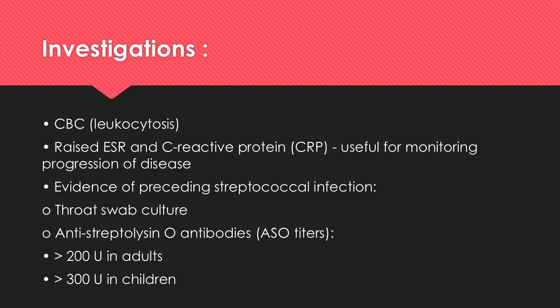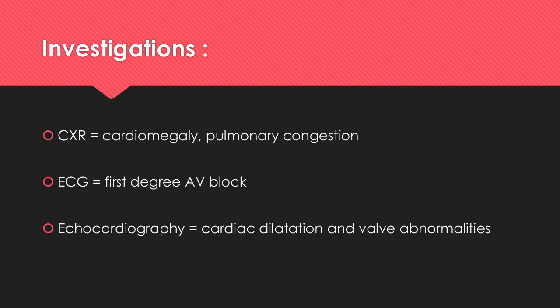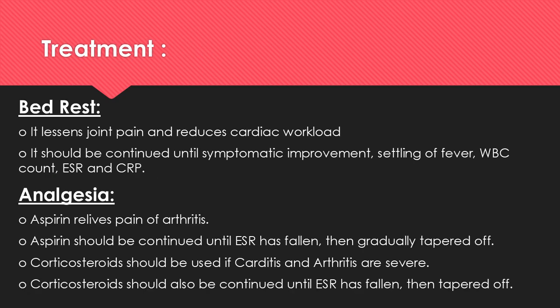For the investigations, we require a complete blood count, which may show leukocytosis. CRP and ESR levels will be elevated, and they are useful for monitoring progression of the disease. Evidence of preceding streptococcal infection can be obtained from a positive throat swab culture. Anti-streptolysin O titers will be elevated, that is more than 200 units in adults and more than 300 units in children. Chest X-ray can reveal cardiomegaly and pulmonary congestion. ECG may show first degree AV block, that is prolonged PR interval. Echocardiography can show cardiac dilatation and valvular abnormalities.